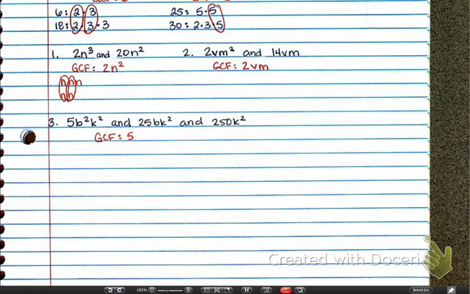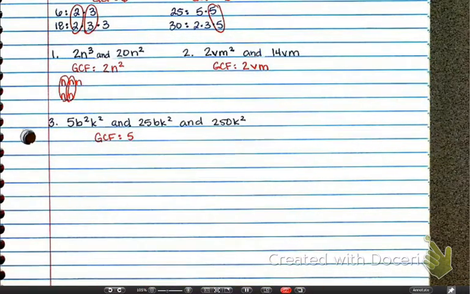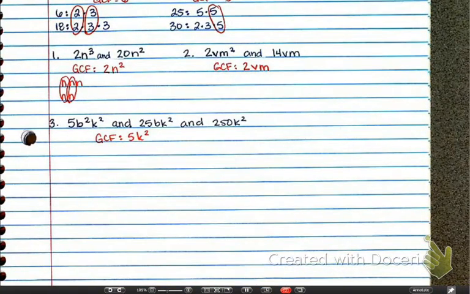Okay, come back. I know you're processing, which is great. So there's no b's that I can pull out because not all 3 terms have a b. What about k's? I have a k squared, and a k squared. How many k's do all of them have in common? 3? How many? 2. You can't pull out 3 k's if there's not 3 k's in any of them.